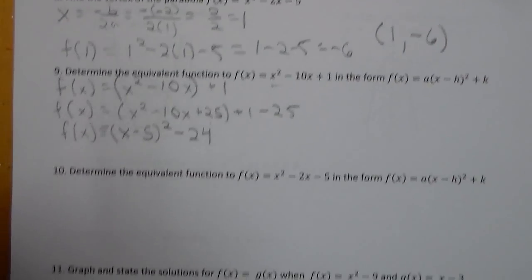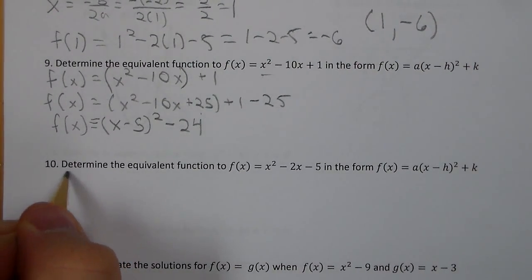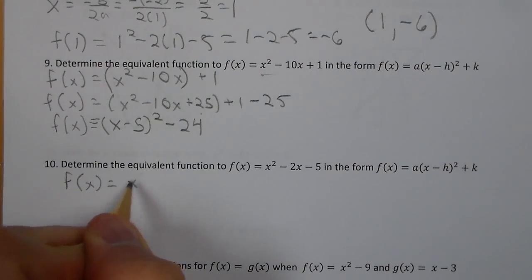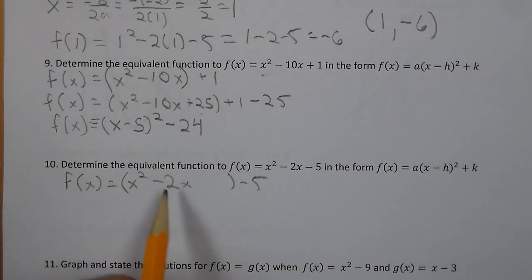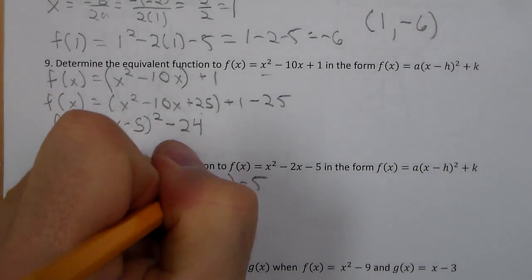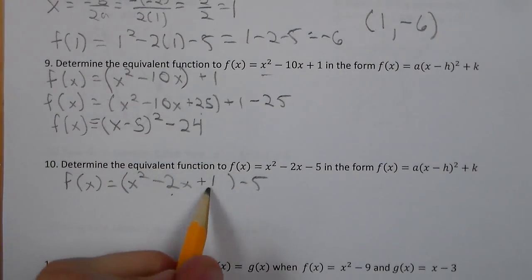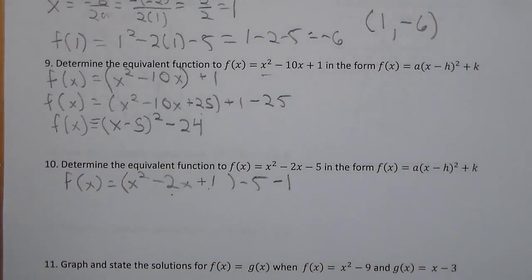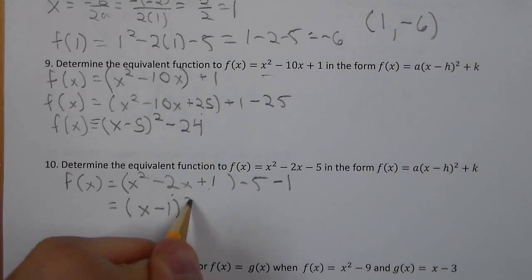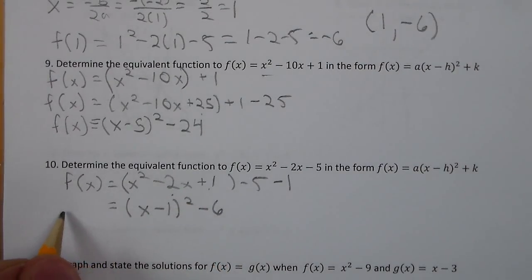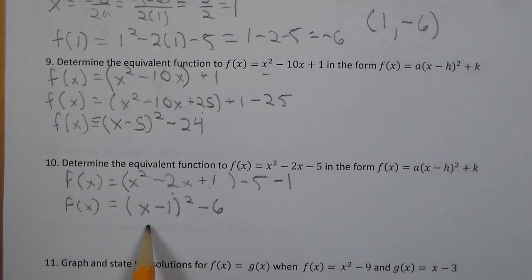We'll do the same thing again for number 10. So we have f of x equals x squared minus 2x, with the minus 5 on the end. Half of negative 2 is negative 1. Squared is positive 1. If I add it to this side, I need to subtract it from the same side. So this becomes x minus 1 squared minus 6. So we get this in vertex form.